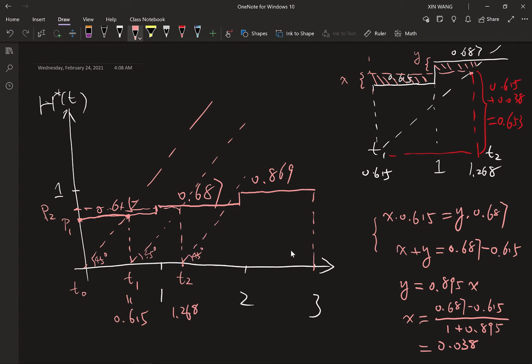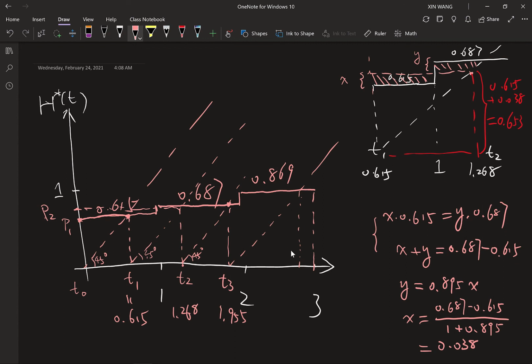Now let's draw another 45-degree line. In this case, we have the intersection at 0.687. So that tells us our T3 equals 1.955, which is 1.268 plus 0.687. And then for the final shipment, if you draw another 45-degree line, we get some value here around 2.7, which is pretty close to Tmax.